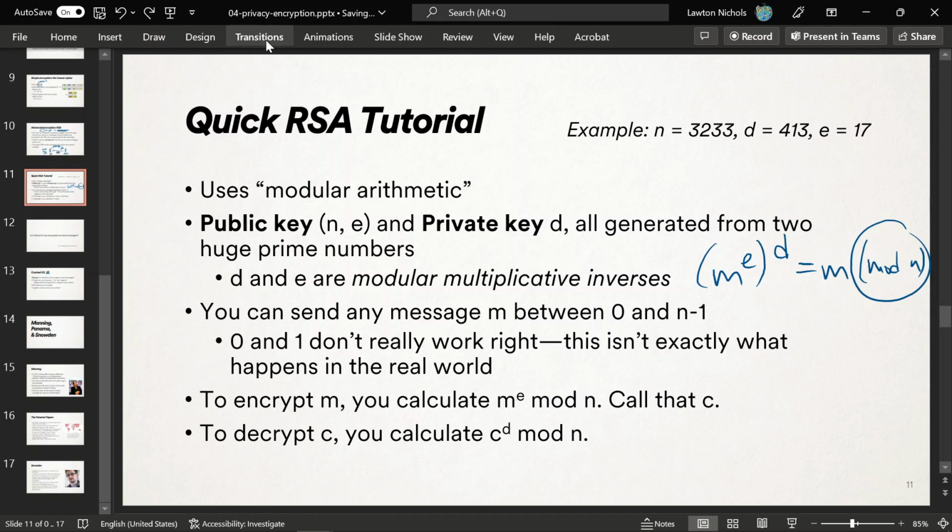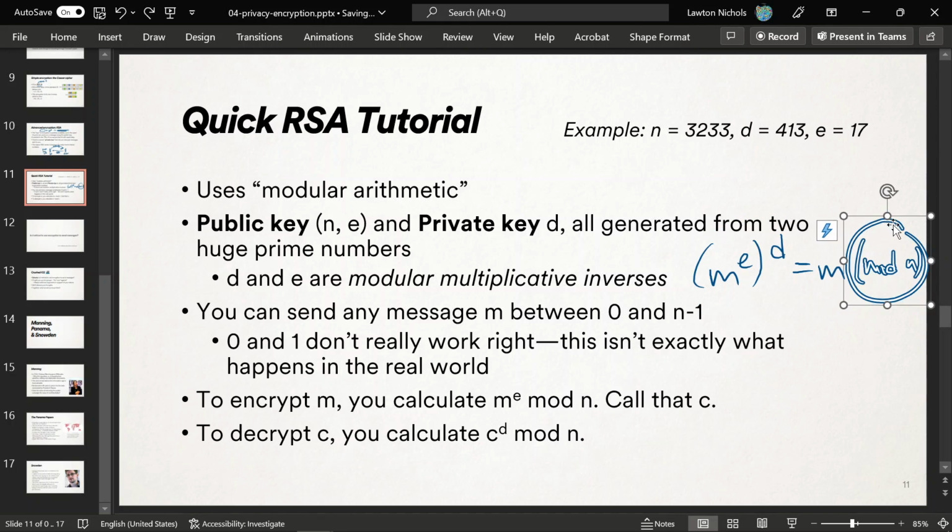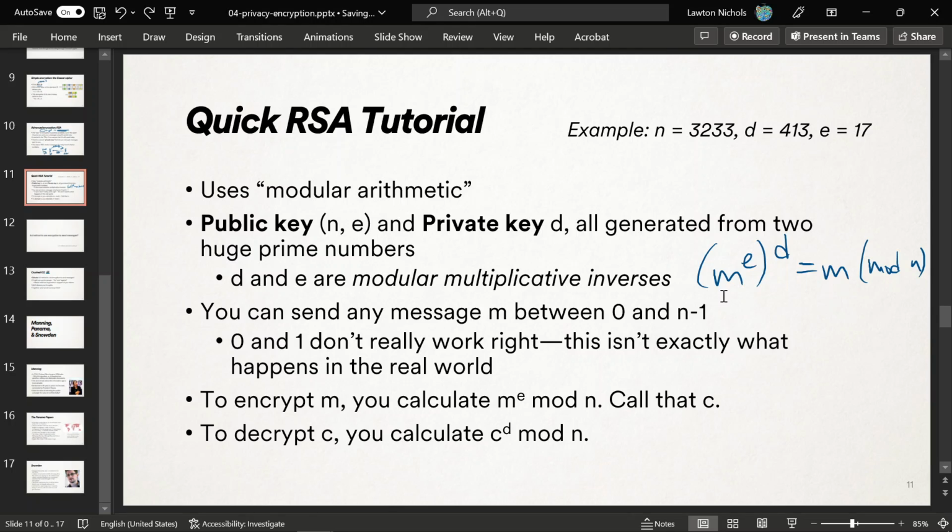Just wait, I'm going to show you an example. I promise it's going to work. But that is the idea. That's the basic idea. Okay? Any questions about this so far? There's a lot of numbers and number theory involved. I don't need you to learn it, but I just want to give you a flavor of what's happening.